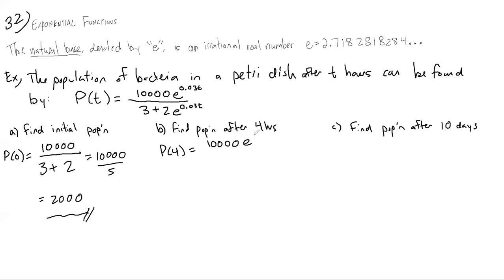10,000 e to the... I'm going to plug it in and actually just simplify this as I go. So that'll be e to the 0.12 over 3 plus 2e to the 0.12. I don't want to have to do this huge calculation in my calculator, so I'm going to reduce the top. Now I'm going to carry a bunch of extra decimals here. So that's about 11274, let's say 0.97.